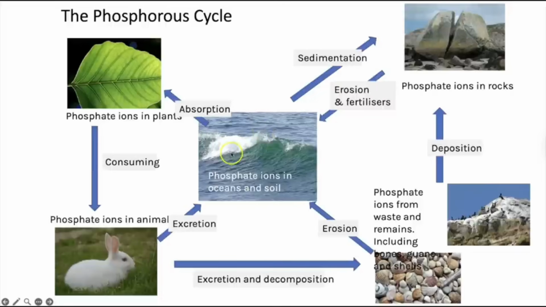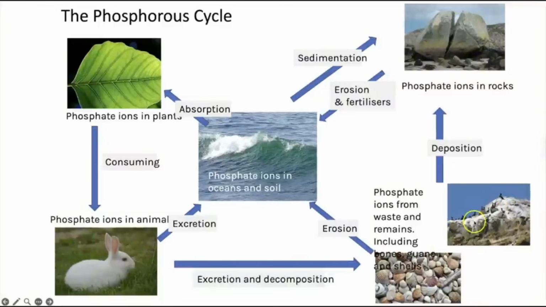If we start from phosphate ions in oceans and soils as a store, it's absorbed into the plant by active transport. That would then be converted into maybe DNA or phospholipid bilayer. Animals would consume that, and that's how it gets into animals. We would have some return to the oceans by decomposition of the plant and decomposition and excretion from animals. But we also have phosphate ions from waste and remains, such as bones and shells that don't get broken down as rapidly. And also guano.